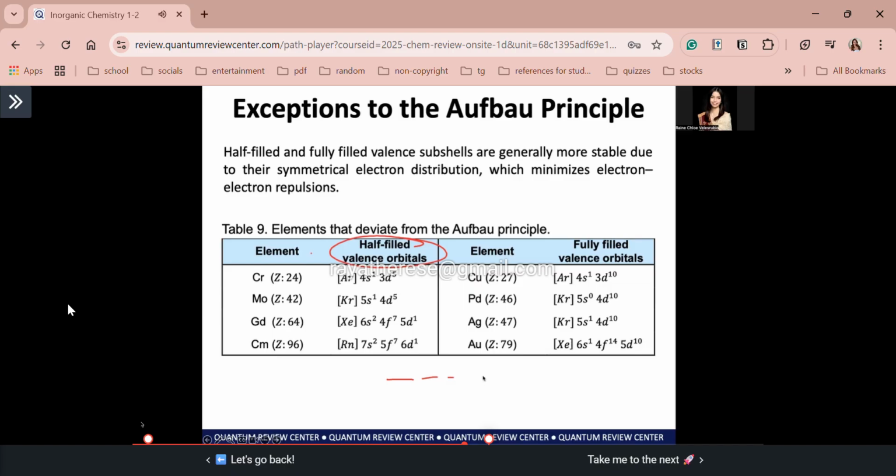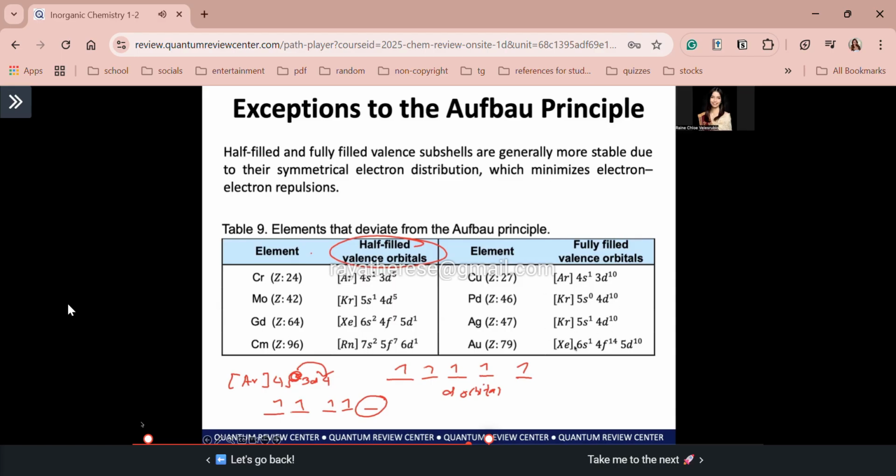Ganito kasi yung mukha ng half-filled guys. 1, 2, 3, 4, 5, d orbital. Okay? That is very stable kasi symmetric yung electron distribution and there is minimized electron-electron repulsions. So for example, for chromium, kung hahanapin talaga natin yung electron configuration niya, ang lalabas is Ar, 4s2, 3d4. Ganyan. Okay? 1, 2, 3, 4. Guys, isang electron na lang para maging half-filled and stable siya. That's why yung electron sa 4s orbital will jump to the d orbital. Okay? Para mas maging stable yung electron configuration ni chromium.